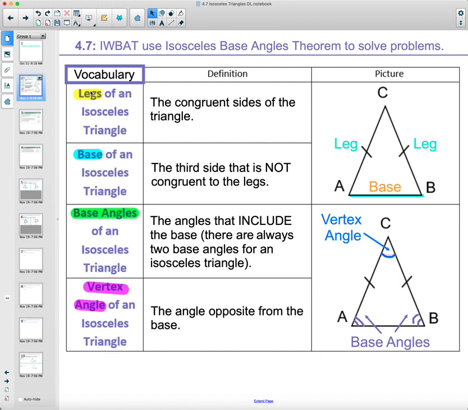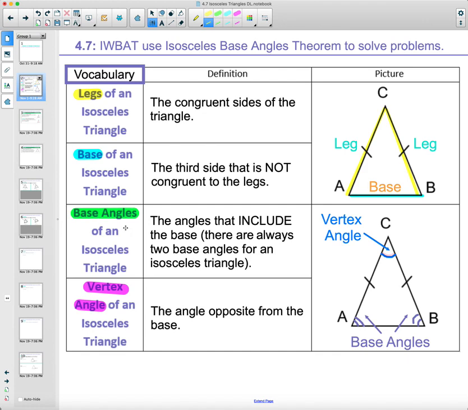So the first thing that we're going to do is define some vocabulary. When we're talking about an isosceles triangle, remember an isosceles triangle has at least two sides that are congruent. Those sides are called legs. So the sides that are congruent are the legs. These two right here would be the legs. Then that other side would be the base. So the non-congruent side would be the base.